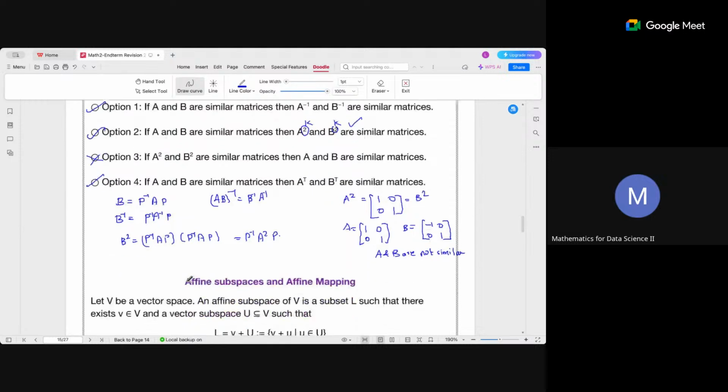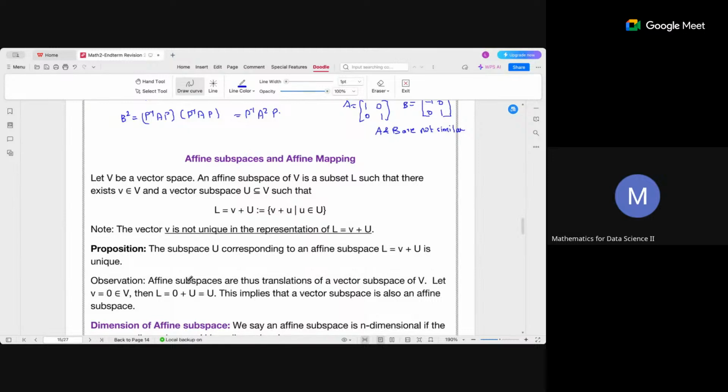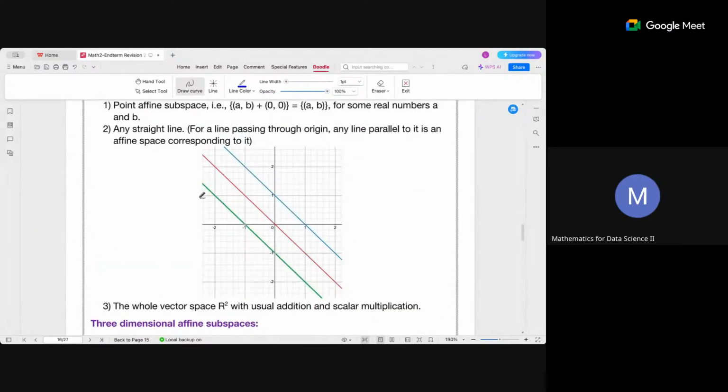Okay. So the next topic is affine subspaces and affine mapping. What are affine subspaces and affine mapping? Before even going to the definition, let us look at a simple graph. Here you look at R2, so you are in R2. What does this red line represent? Yes, this is a subspace, right? And what are these other two lines?